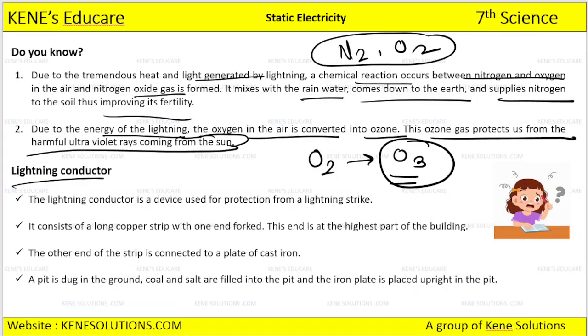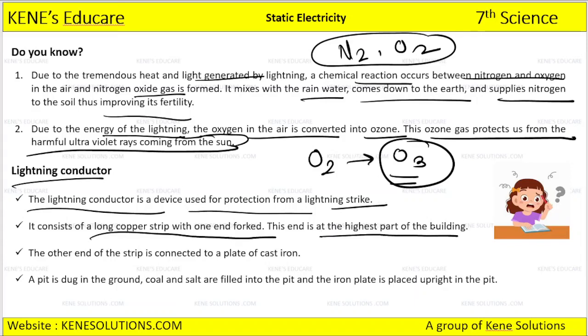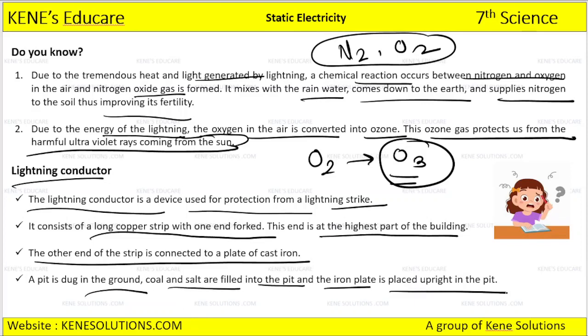Let's talk about the lightning conductor. The lightning conductor is a device used for the protection from the lightning strike. So lightning conductor is always used for the protection from the lightning strike. A long copper strip with one end forked. This end is at the highest part of the building and the other end is connected to a plate of cast iron. And a big pit is dug in the ground. Coal and salt are filled into the pit, and the iron plate is placed upright in the pit.